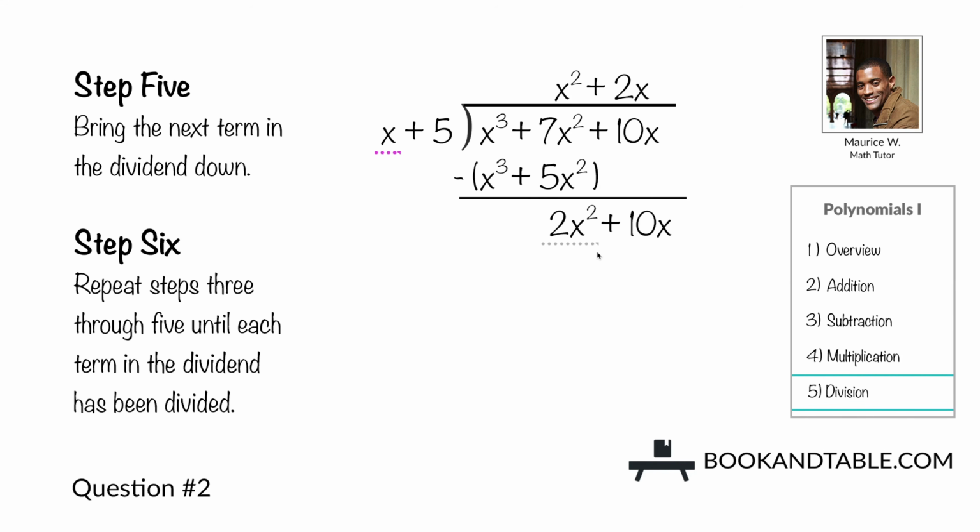And now we'll repeat steps 3 through 5. So we'll divide the first term by the term with the highest degree. So 2x squared divided by x gives us 2x.